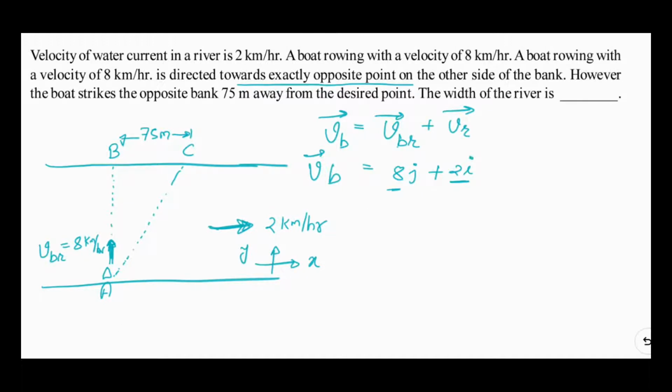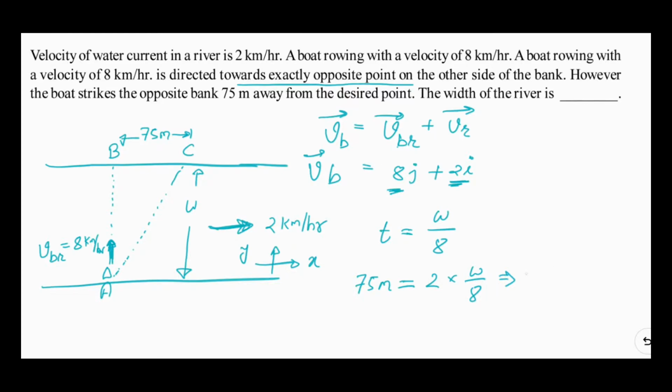So in y direction, if the river width is w, the distance w is covered with a speed of 8, and the 75 meter distance is covered with a speed of 2. Now the time required for the boat to cover the width of the river, the time for crossing the river, should be the width of the river divided by the velocity in the y direction, which is only 8 here. So this should be the time, and in the same time the drift of 75 meter should be the horizontal speed, which is only 2, into the time, which is w by 8. So you can solve this expression to get the width.